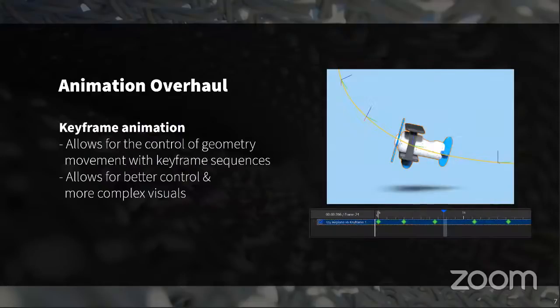A huge addition to KeyShot 10's animating capabilities comes in the form of keyframe animation. Keyframe animation allows you to control your geometry's movement with sequences of keyframes, which provides significantly better control when animating, and it also allows you to more easily create more complex visuals. And if you're already familiar with using keyframes in other programs, KeyShot 10's keyframe animation should be pretty easy and comfortable to jump into.